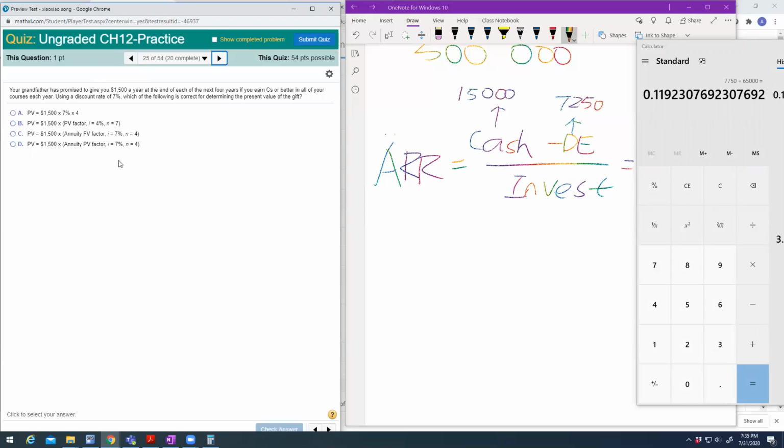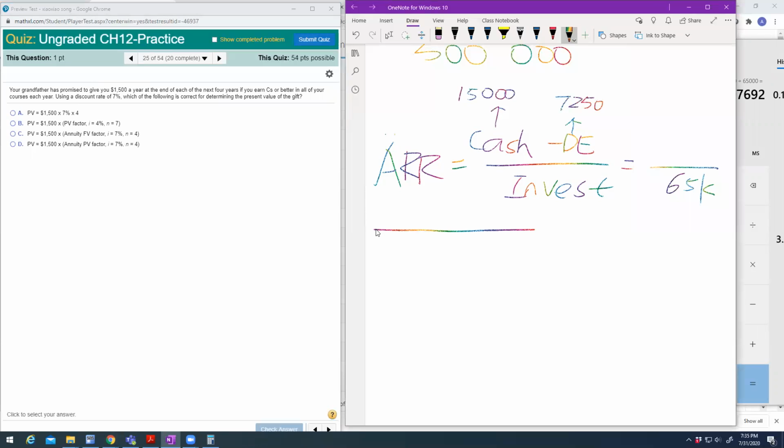Next one. Asking about how do you get present value, right? So we said present value is just your future value times the discount factor.